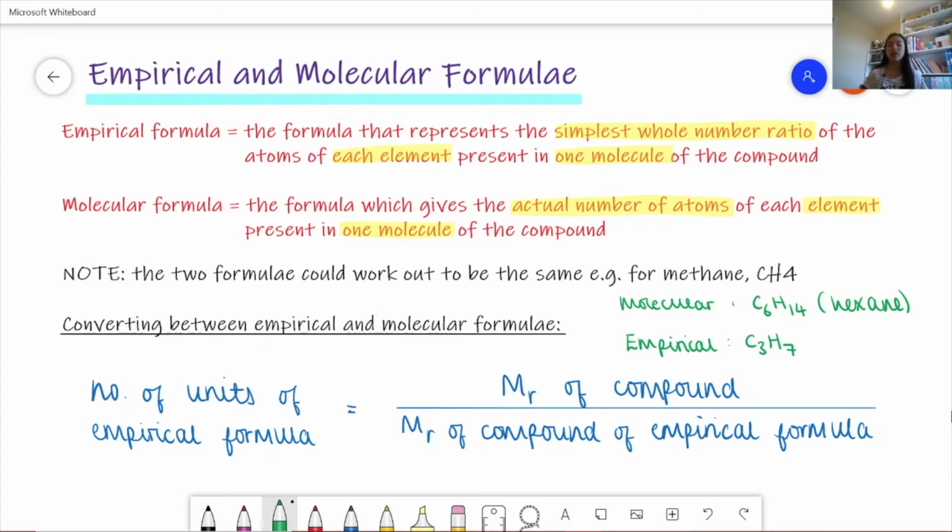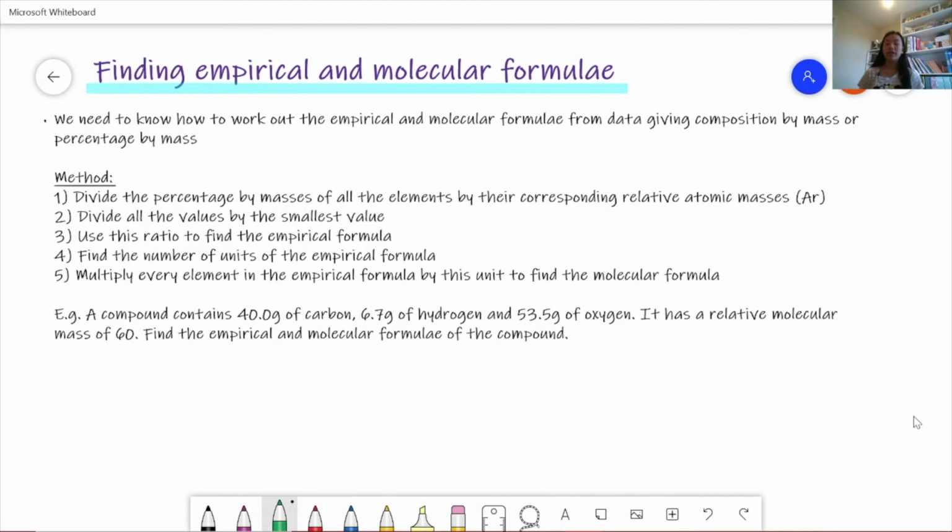And so to convert between empirical and molecular formulae, this is the equation we have. The number of units of the empirical formula is equal to the MR of the compound, so the relative molecular mass, divided by the relative molecular mass of the compound with that empirical formula. And we're going to see how to use it. So now we're going to go on to finding the empirical and molecular formulae.